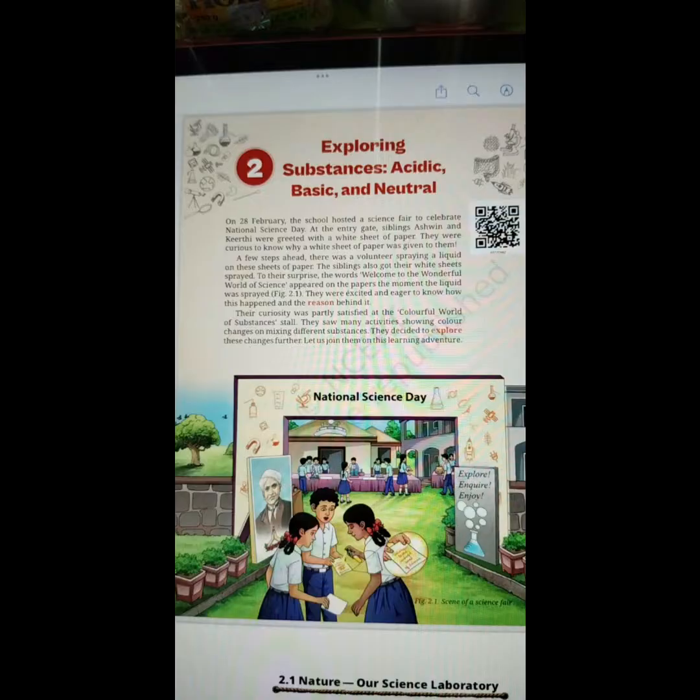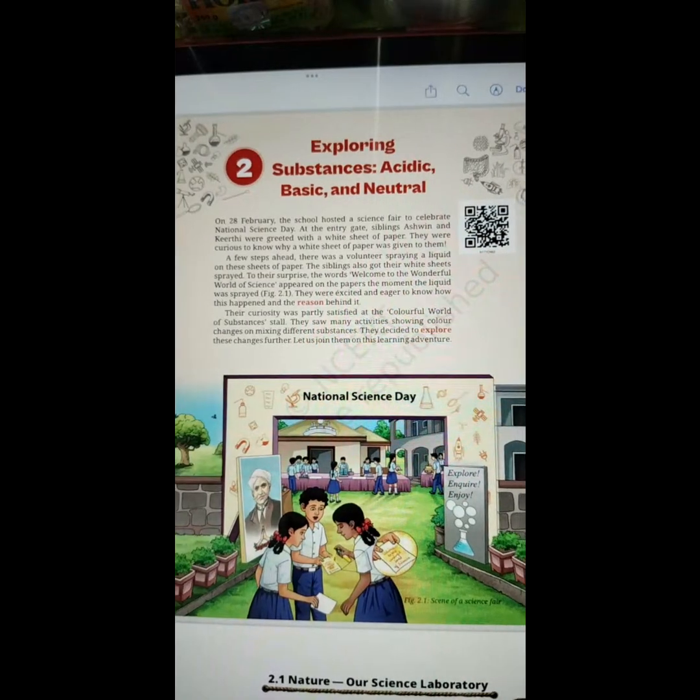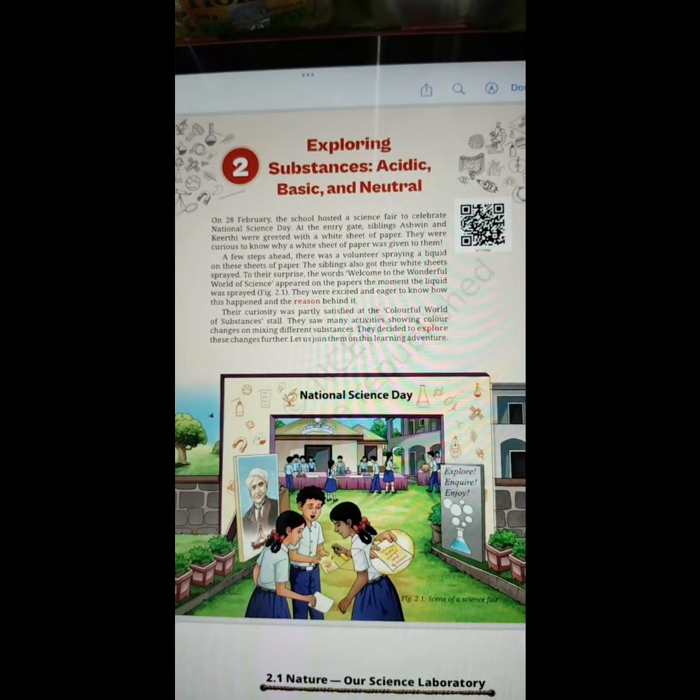So, with this, we are done with the reading of chapter number 2, Exploring Substances: Acidic, Basic, and Neutral, from the Curiosity book used for class 7 science.